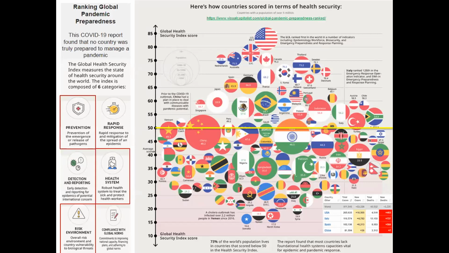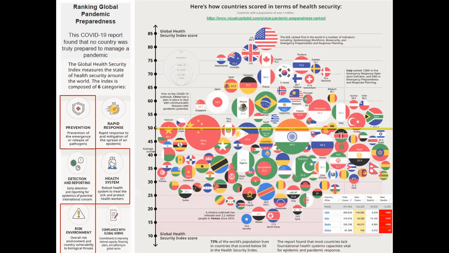This report showed that 73% of the world's population lives in countries that scored below 50 in the Health Security Index. And that's phenomenal because it means that we are not going to take control of the pandemic as rapidly as we should. The report also found that most countries lack the foundational health system capacities vital for epidemic and pandemic response.